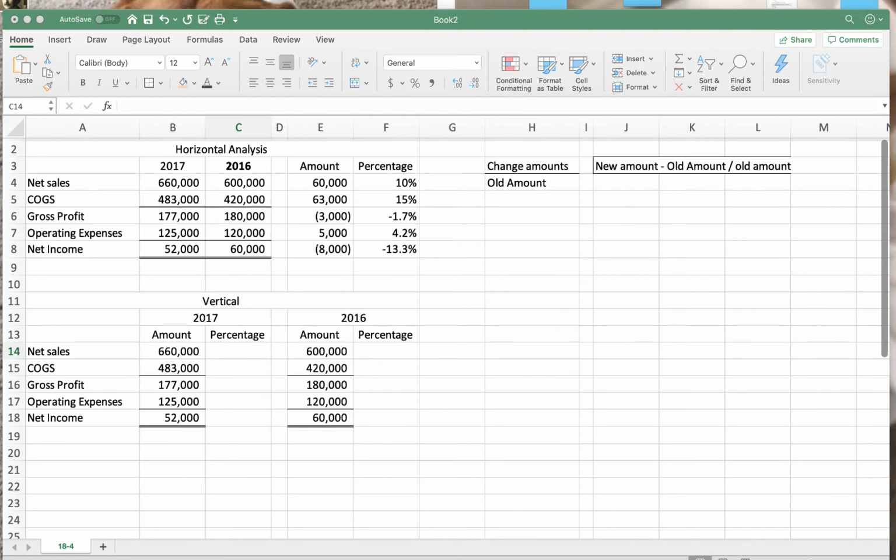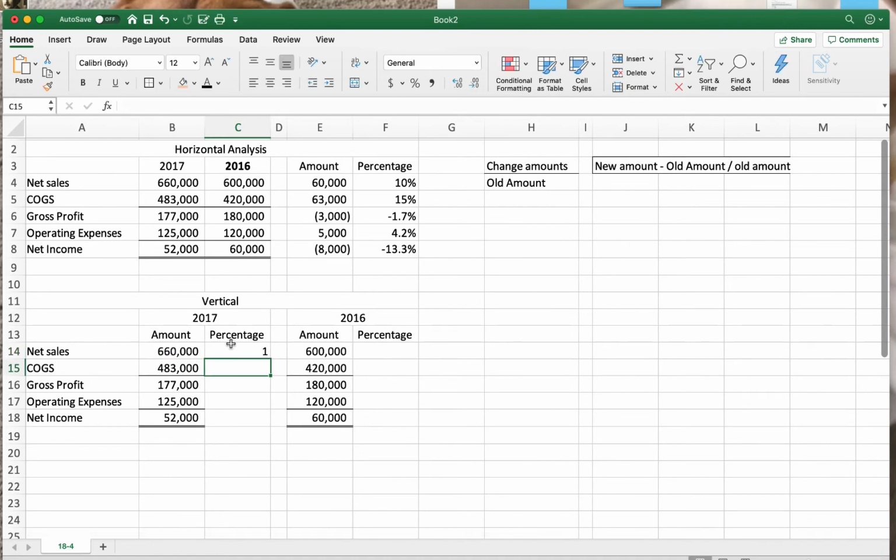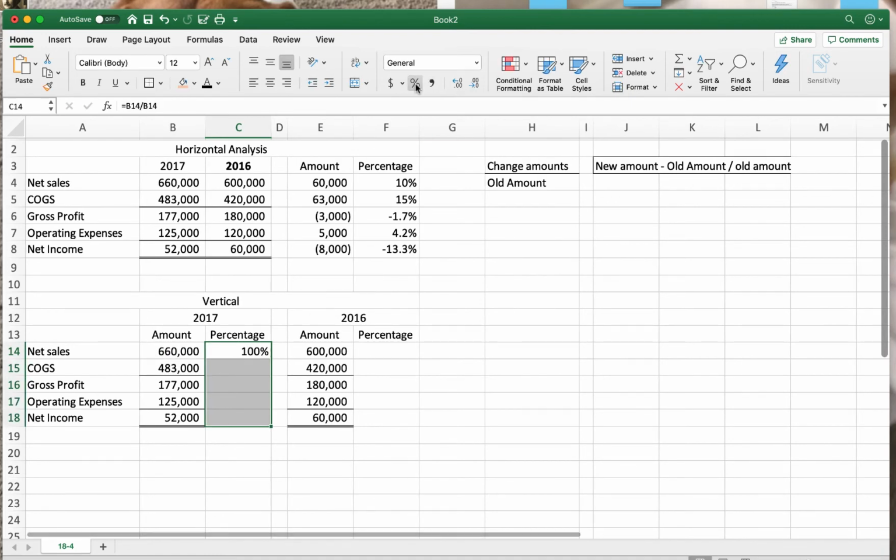Next, part B says we want you to do some vertical analysis on the income statement. Not a problem. The first thing we need to remember from our lecture is what our base is. What are we comparing all of these line items to? Well, it's always going to be net sales, okay? So I'm going to take net sales divided by net sales, and I get 100%, okay?